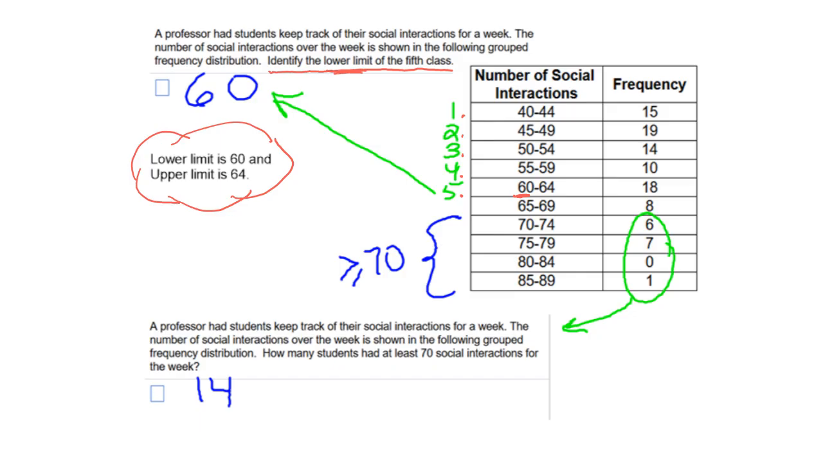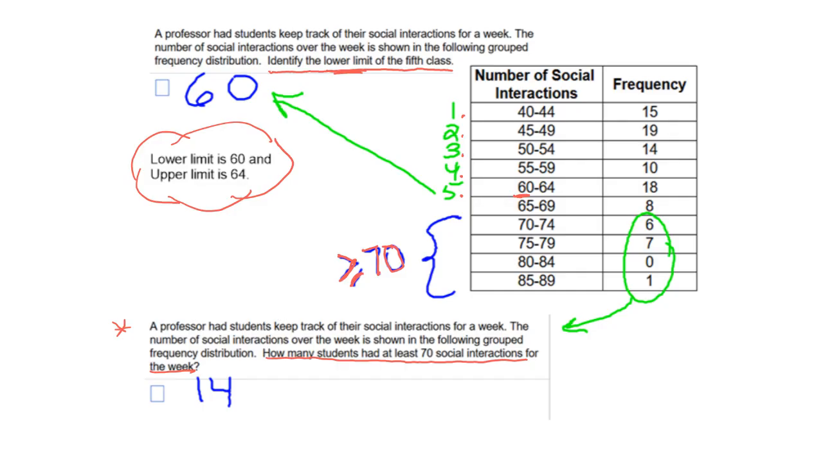For the next question, we're still looking at the same frequency distribution. How many students had at least 70 social interactions for the week? In this case, what we're looking for is how many had greater than or equal to 70 interactions. Greater than or equal to means 70 and above.